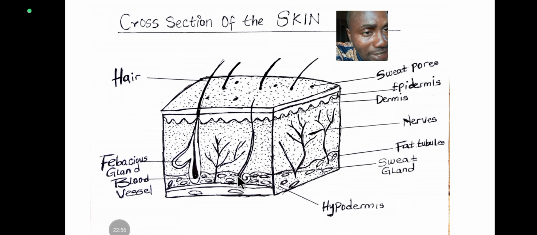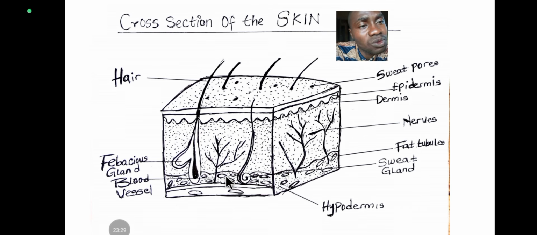So you have the sweat gland. Look at the sweat gland. The sweat gland attaches to the fat layer of the skin. This sebaceous gland, you can be asked a question: where is the sebaceous gland located in the skin? Is it located in the epidermis or the dermis? It's located in the dermis. They can also ask you, where is the sweat gland located? In the epidermis or the dermis? It's located in the dermis.